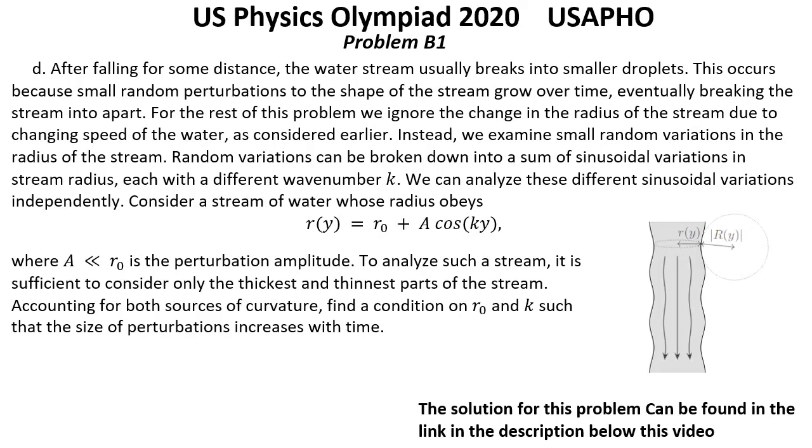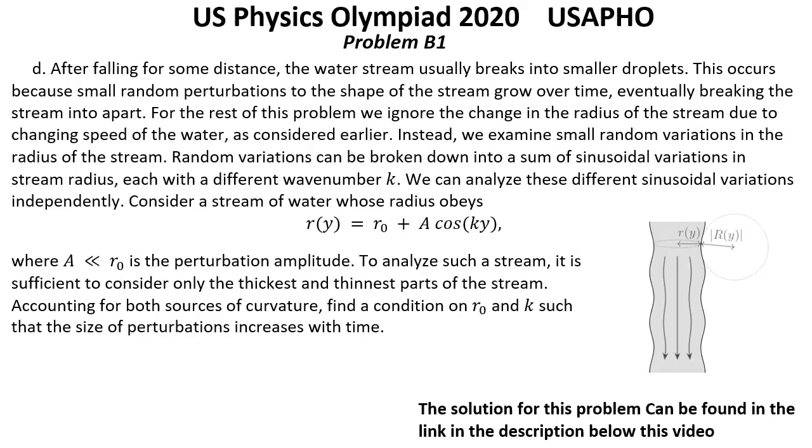Instead, we examine small random variations in the radius of the stream. Random variations can be broken down into a sum of sinusoidal variations in stream radius, each with a different wave number k. We can analyze these different sinusoidal variations independently. Consider a stream of water whose radius obeys r(y) equals r0 plus a cosine(ky), where a is much less than r0, is the perturbation amplitude.